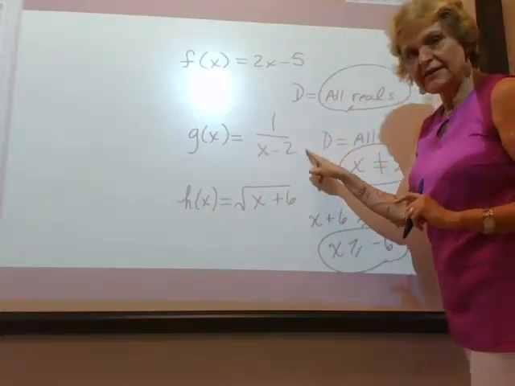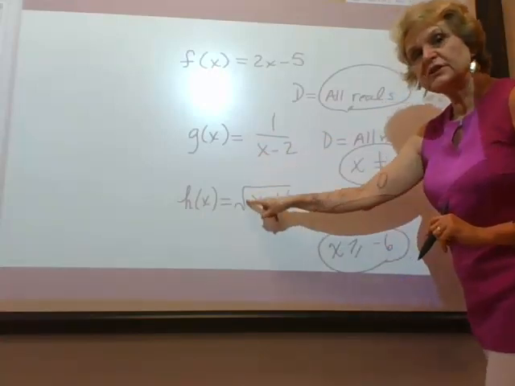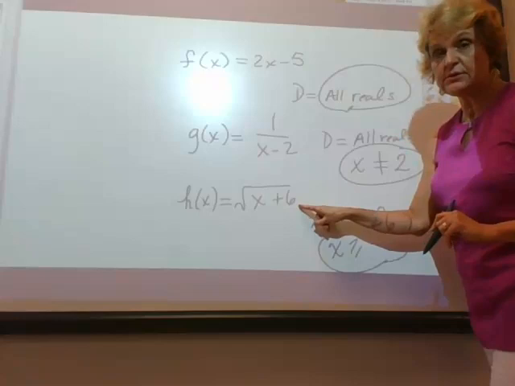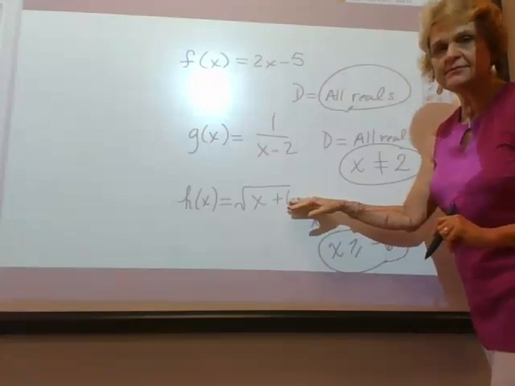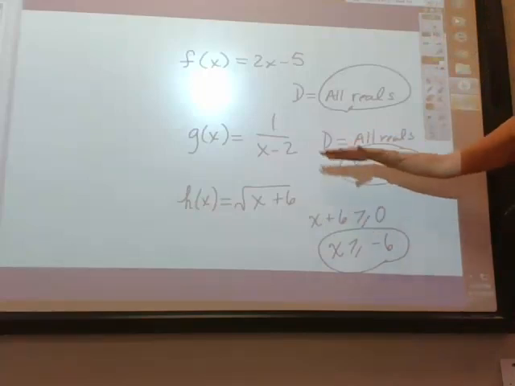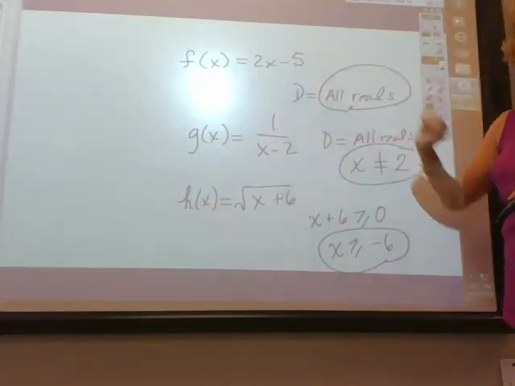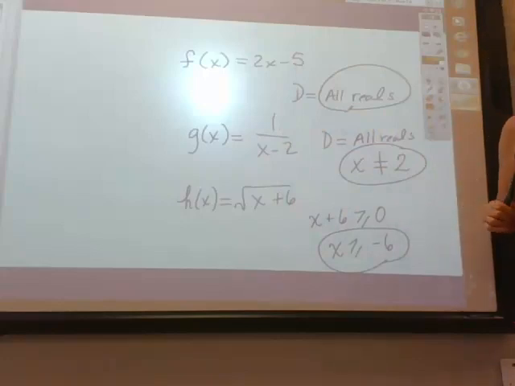All right? So, for the domain, you're either going to have all reals, or you're going to make sure that you don't have a 0 in the denominator. You're going to make sure radicands are greater than or equal to 0. Okay? So those are the only difficult conditions. If you don't have a denominator with variables, you don't have a radical, then you just say all reals for your domain.